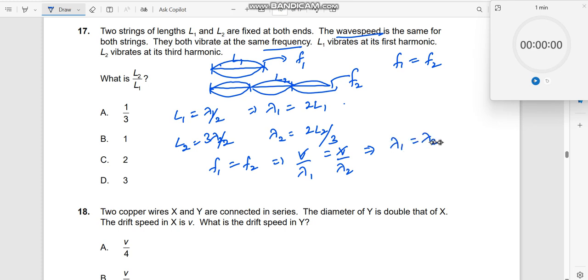Lambda 1 is equal to lambda 2, which means what is lambda 1 according to me? It is 2L1. This should be equal to what is lambda 2? 2L2 by 3. What do I need? L2 by L1. So, this 2 and 2 goes away. So, L2 by L1 should be equal to 3, right? So, the answer is 3.